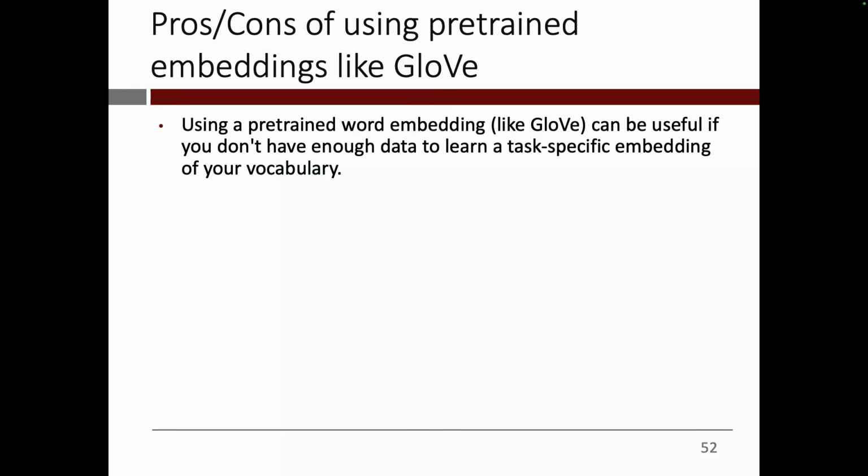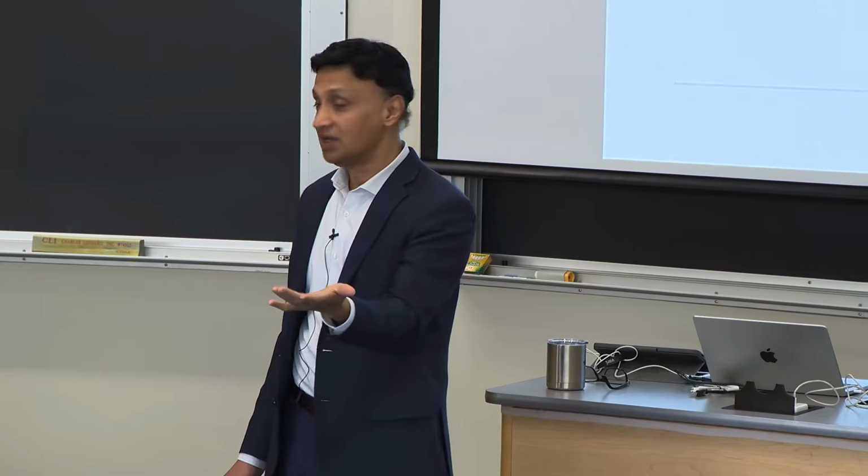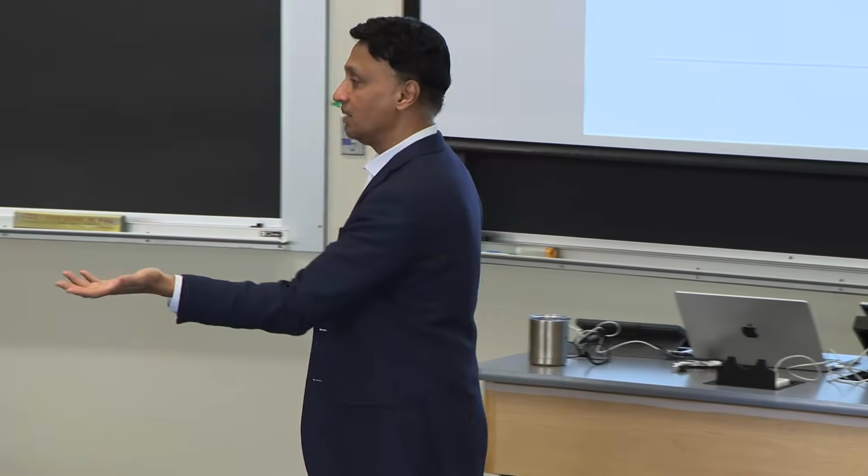All right, so now the pros and cons of these things are, you should use something like a GloVe embedding if you don't have enough data to learn a task-specific embedding for your own vocabulary. As I'll show you in the Colab, you can actually learn these things just for your own data set if you want. You don't have to use these GloVe embeddings. But the reason to use these pre-trained embeddings is that if you're working with natural language, a word is a word, right? It means something.